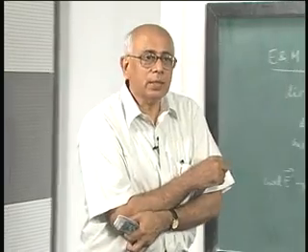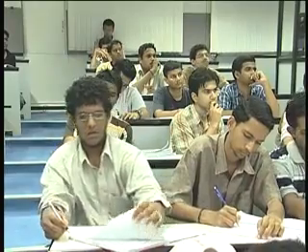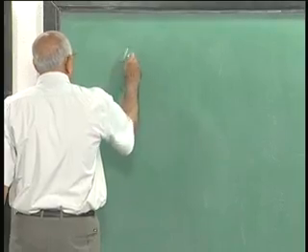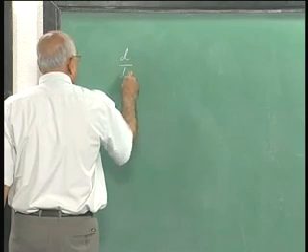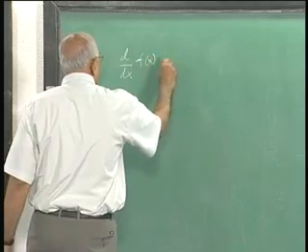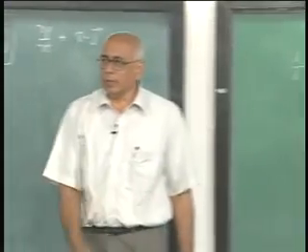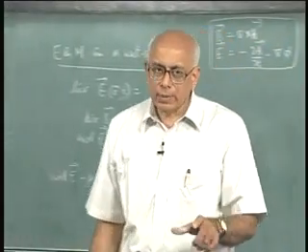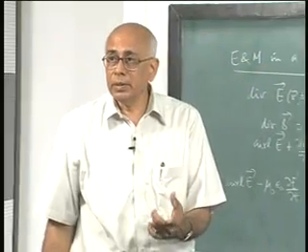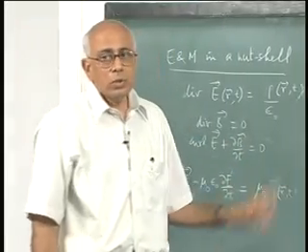So let us heuristically understand why it is sufficient to specify the divergence and curl. Let us go back and ask, what is the solution to an equation of the form d over dx f of x equal to lambda f of x? This is an eigenvalue equation in which d over dx is the differential operator, f of x is the eigenfunction, and lambda is the eigenvalue. What is the solution to this equation?